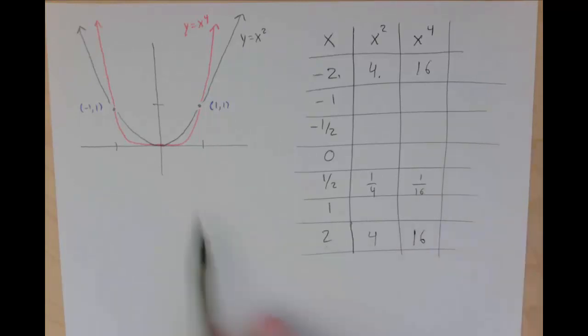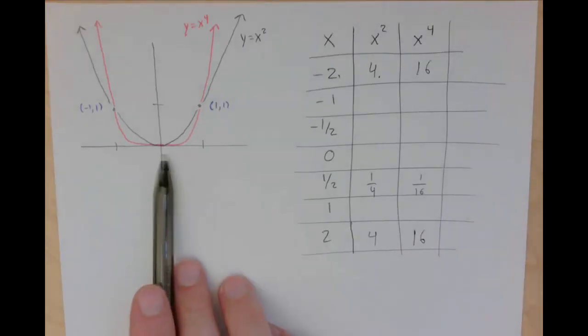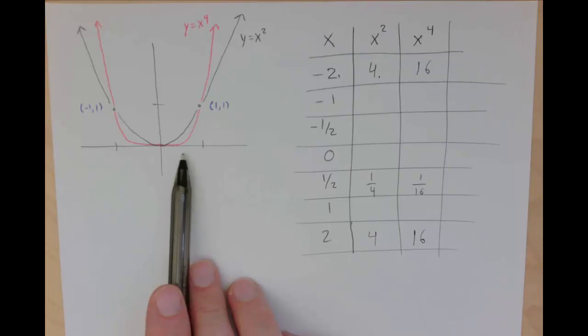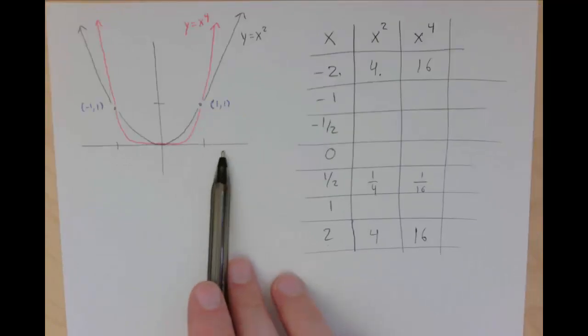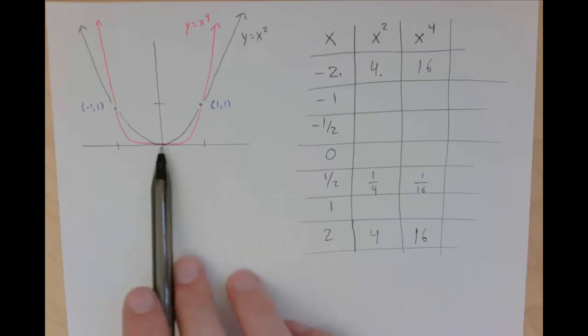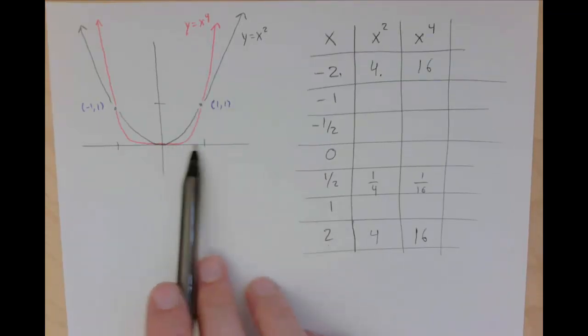So the idea is, if you have a positive number that's smaller than 1, the more that you multiply it by itself, the smaller and smaller the result gets. But if you have a value that's greater than 1, the more you multiply it by itself, the larger and larger the result gets. So that's why you have this behavior where it kind of flattens out and then becomes very steep.